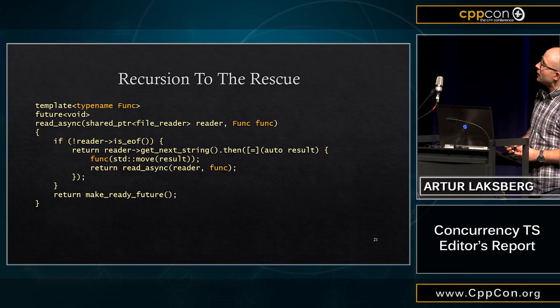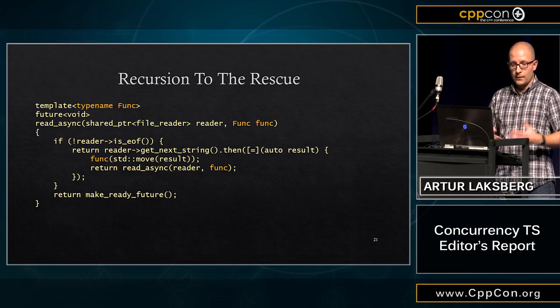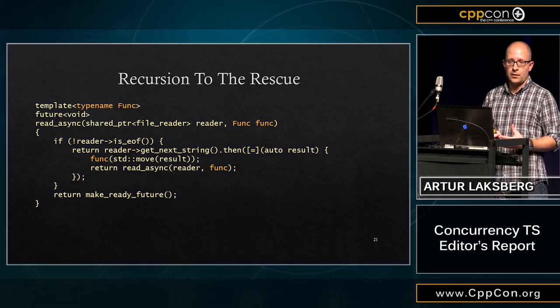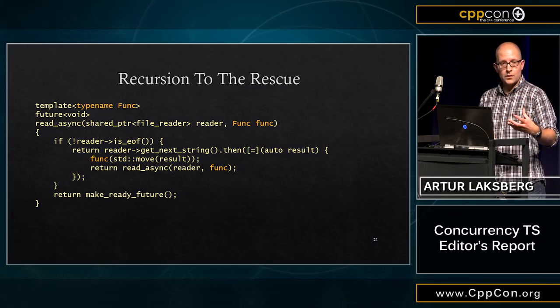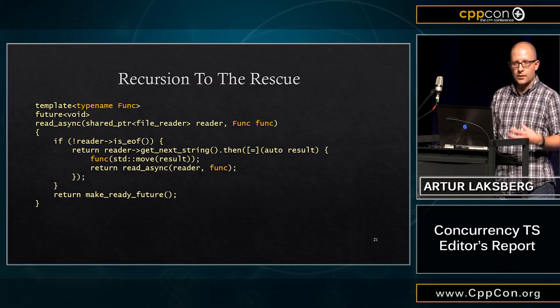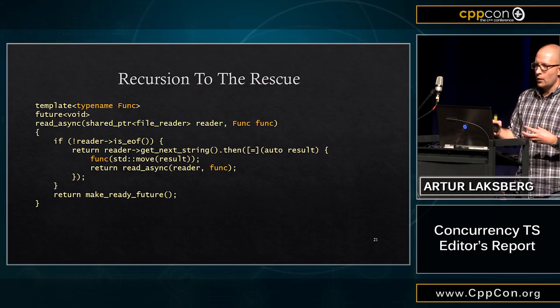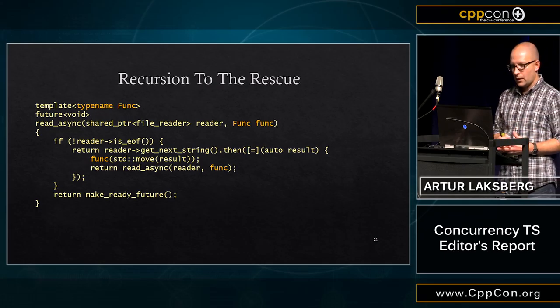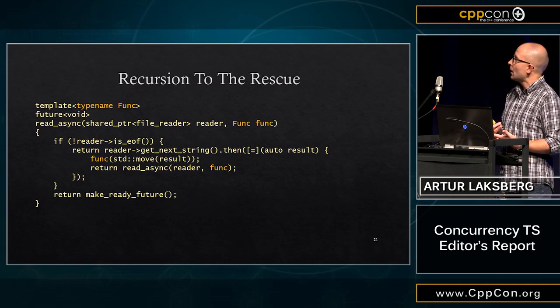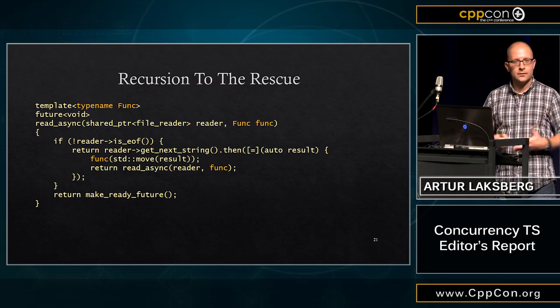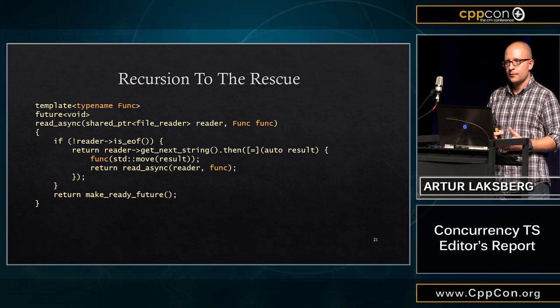Now, this is a function that reads from the file. The func is something that is passed by the user, right? And it invokes itself recursively. I should say that it's not a recursion, it's a pseudo-recursion, because typically we invoke the function itself on a different thread, right? But it's still sort of a kind of a recursion. And we're done, right? We can stop right there.